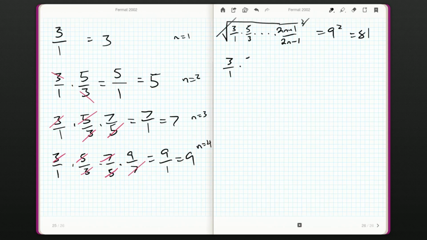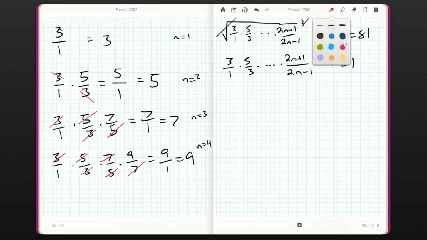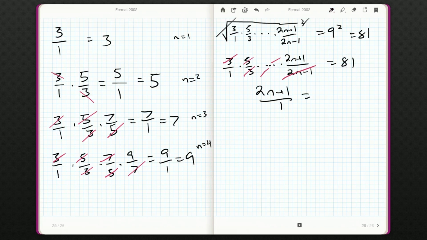So we'll have 3 over 1, 5 over 3, and so on, up to 2n plus 1 over 2n minus 1 is equal to 81. And when we work this out, the 5s will cancel, the 3s will cancel, everything will cancel except that last one. So this expression is always going to be 2n plus 1 over 1 is equal to 81. And that's really just 2n plus 1 is equal to 81.